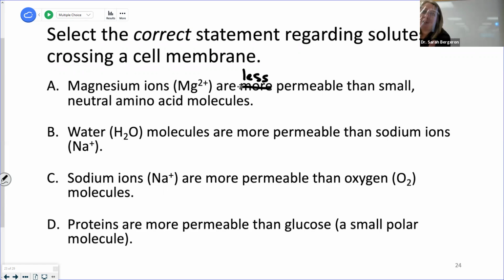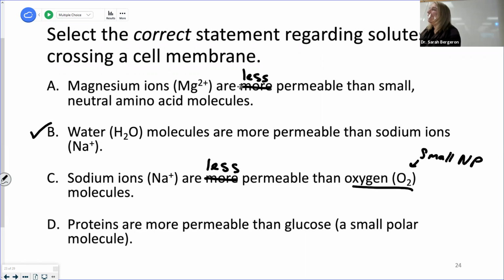It's the opposite, okay? So he said B is correct, that water molecules are more permeable than sodium ions, right? Ions are harder to get across because they're charged, right? They don't slip through the membrane very easily. C, sodium ions, Na+, are more permeable than oxygen molecules. No, right? Oxygen is what? Small nonpolar. So sodium ions are, again, less permeable than our small nonpolar oxygen.